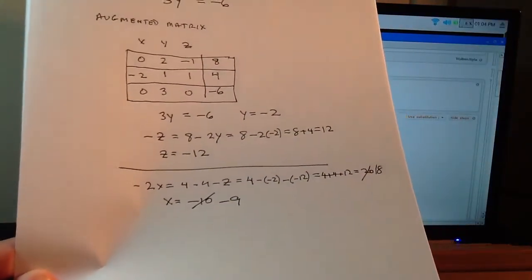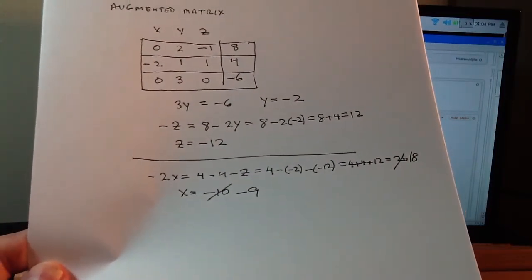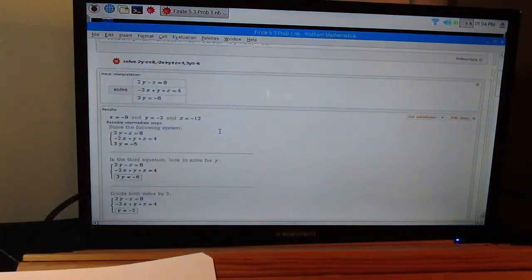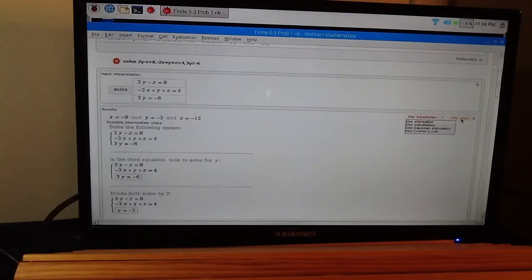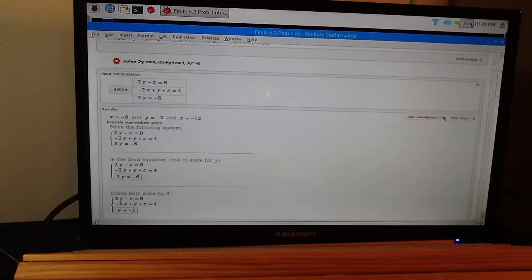I tend to be, by the way, very mistake prone, and that's one of the problems of doing things manually. Usually I have to do them two or three different ways to make sure that I don't make a mistake. But the point being now, you can use this marvelous tool to solve these problems, and so we're going to look at some more problems now. The other thing I will tell you about this Wolfram product is you can come over here and you can ask it to do a step-by-step solution. So you have step-by-step solution, and I clicked on that, and there it is.